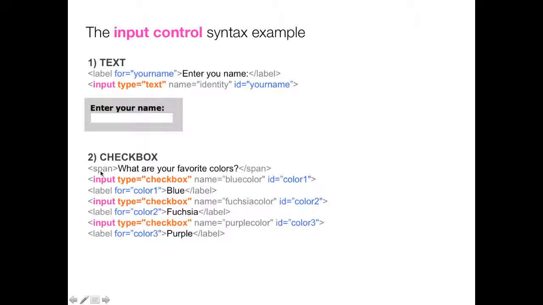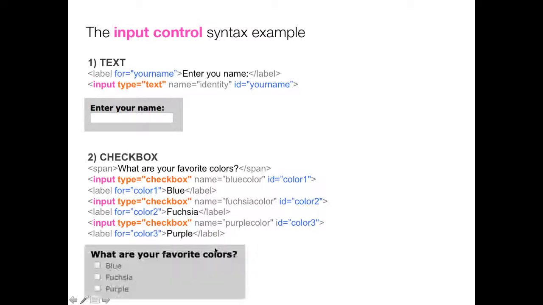Checkbox. So span, what are your favorite colors? So this looks like a phrase. And then input type checkbox. So when we say input type checkbox, then we will get checkboxes. Label blue, label fuchsia, label purple. It's the same thing repeated, but for 3 different checkboxes. Let's see how this looks. So this is what we get if we write the syntax.